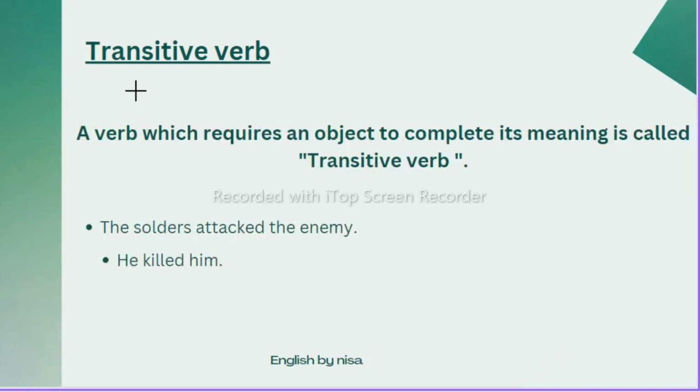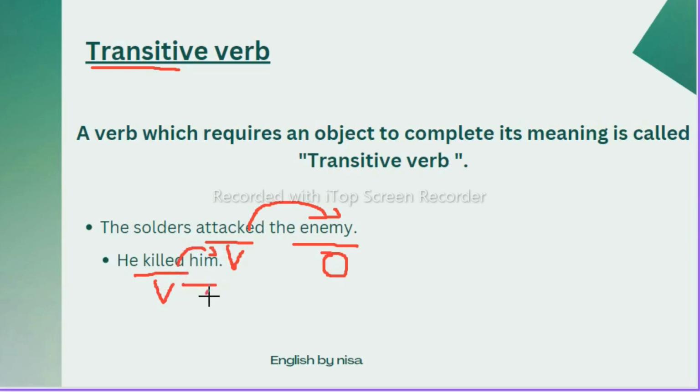So till here we have seen the definitions of transitive and intransitive verbs, but why do we call them so? What is the meaning of transit? The meaning of transit is to pass over. It means the verbs which pass their actions forward are called transitive verbs. As you can see here, attack, which is a verb, is passing its action to the object, which is enemy. Here also, he killed: killed is a verb and it's passing its action to him, which is the object here.